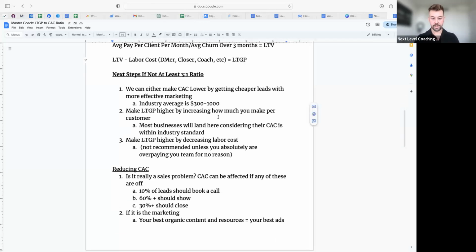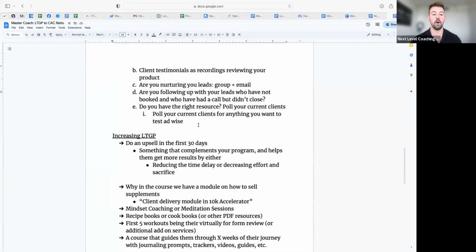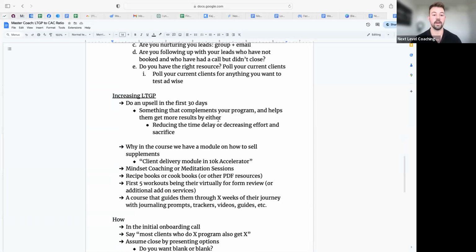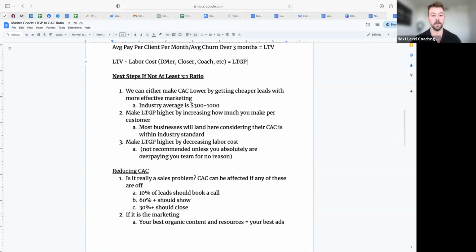Okay, so there's really two things that you could do to improve. You can either reduce your cost of acquisition, which we'll talk about how you can do, or you can increase your lifetime gross profit, which we will also talk about. Okay, so let's dig a little bit deeper. We can either make your cost of acquisition lower by getting cheaper leads with more effective marketing. Now, you can X this one off completely if your cost of acquisition falls within the industry average.